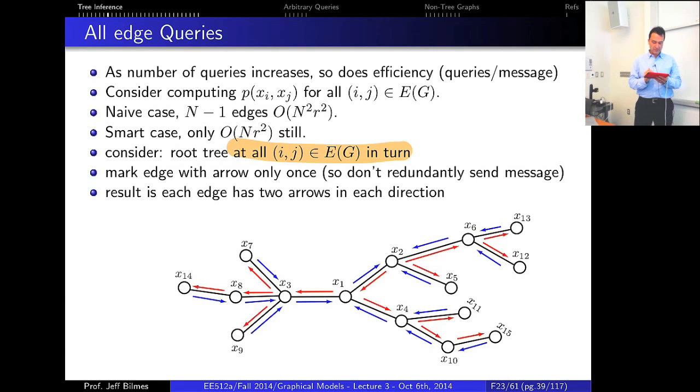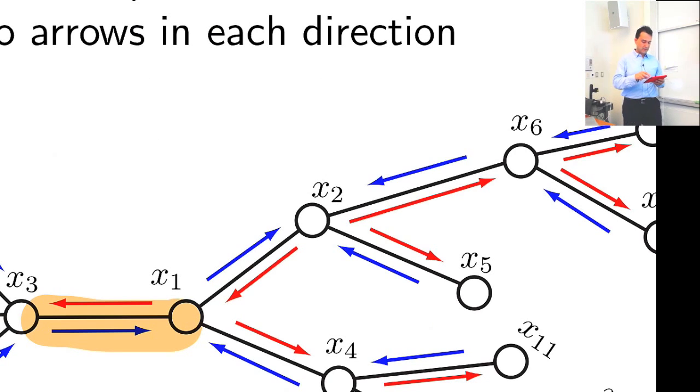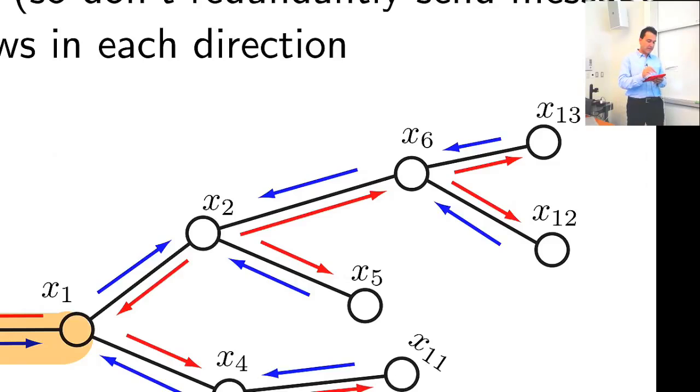And anytime we follow the message passing protocol, anytime an edge is marked with an arrow, we never redundantly send that message. And when we're done with this whole process, the resulting tree has been annotated with both directions along each edge marked. And once we have that, notice that if we zoom in on this guy, say x2, x6, we have all of the information we need to compute that marginal. We need this message, this message, this message, and this message. So we need those yellow messages to compute the marginal over x2 and x6.